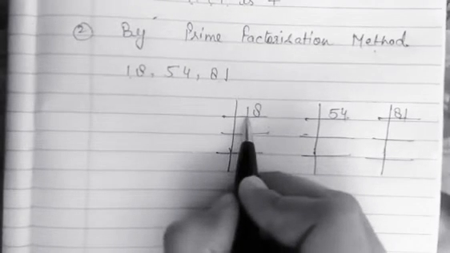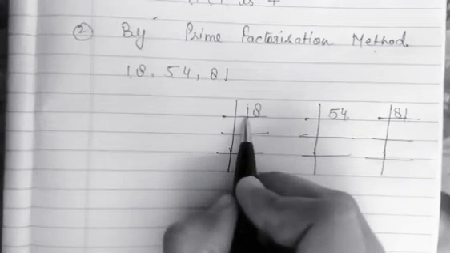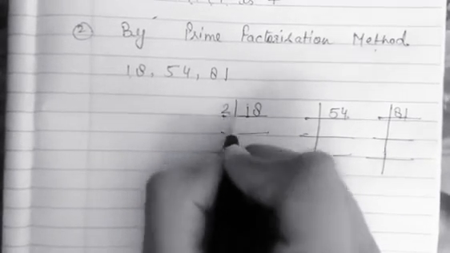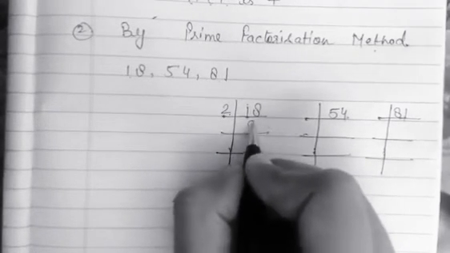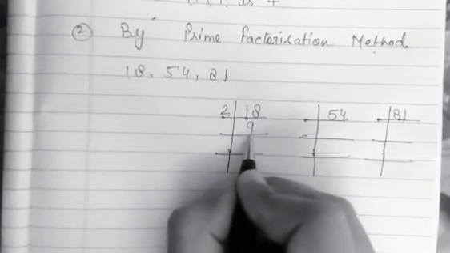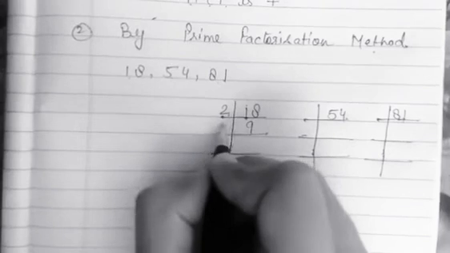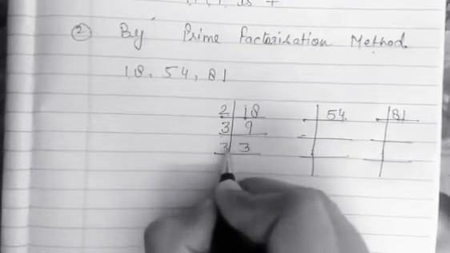The number is 18. 18 is an even number and it is divisible by the smallest prime number, which is 2. 18 divided by 2 is 9, and 9 is an odd number which is divisible by the smallest prime 3. 9 divided by 3 is 3. 3 ones are 3.